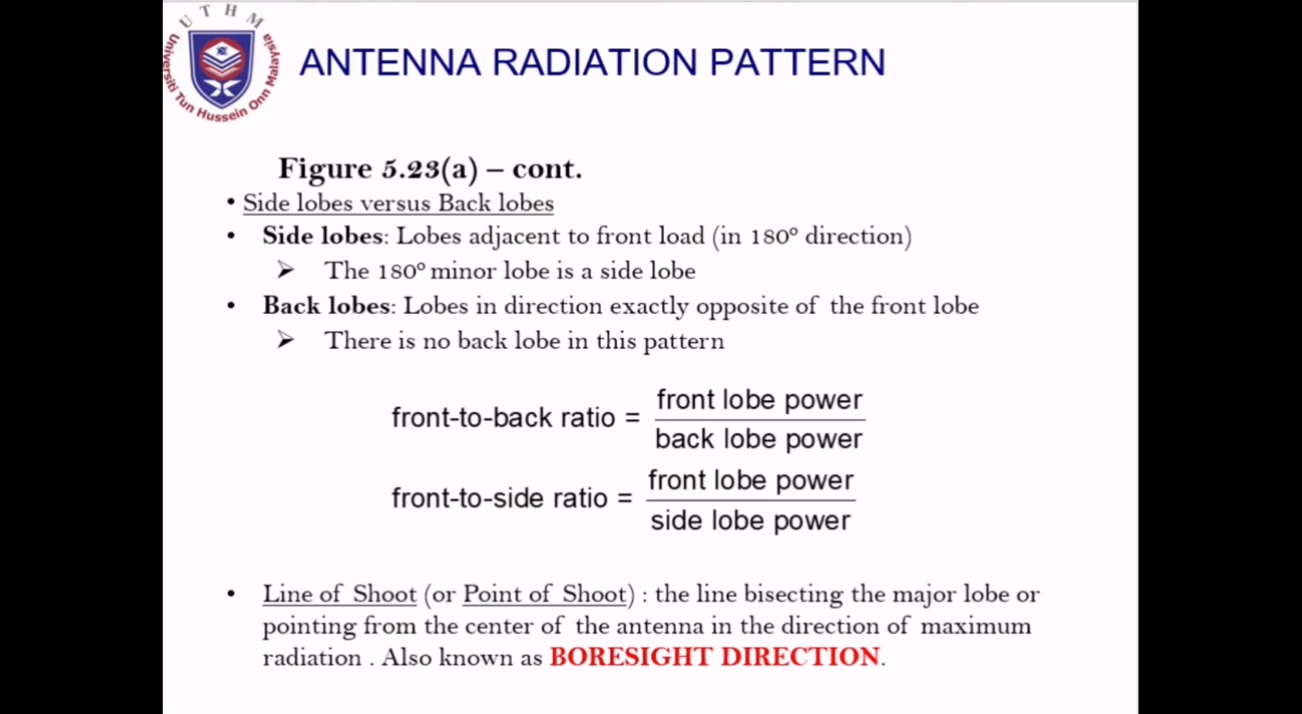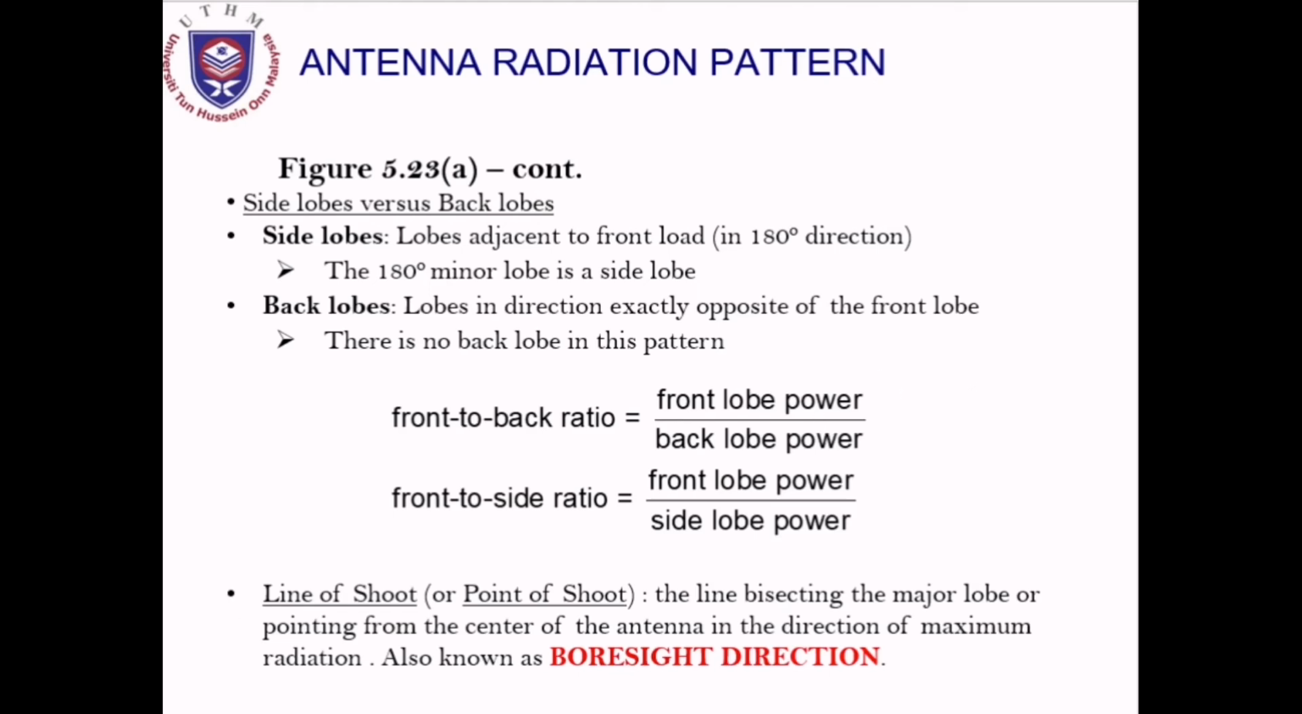From the radiation pattern, we can also determine the front to back ratio and also the front to side lobe ratio. The front to back lobe ratio is front lobe power over back lobe power, while the front to side lobe ratio is front lobe power over side lobe power. So what is a side lobe? A side lobe is a lobe adjacent to the front lobe, while the back lobe is in the direction exactly opposite of the front lobe.